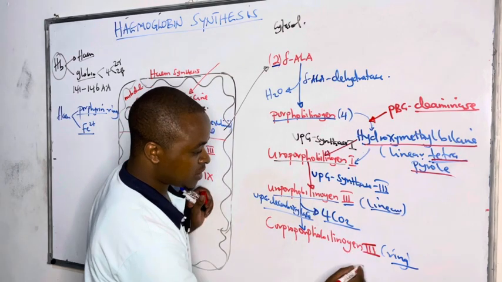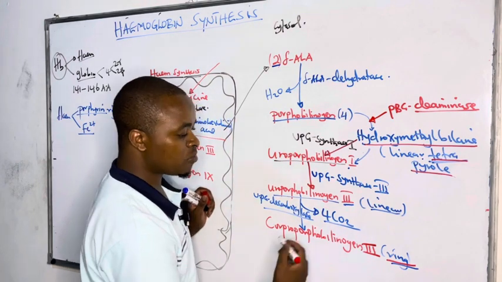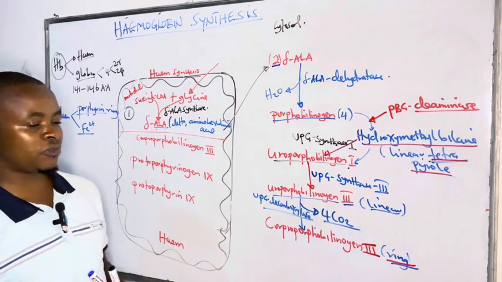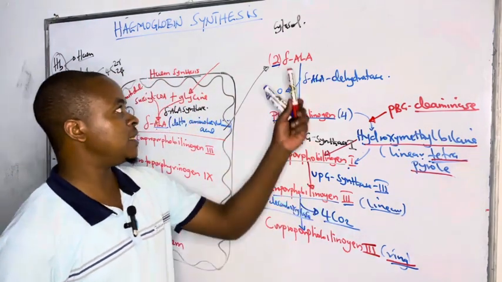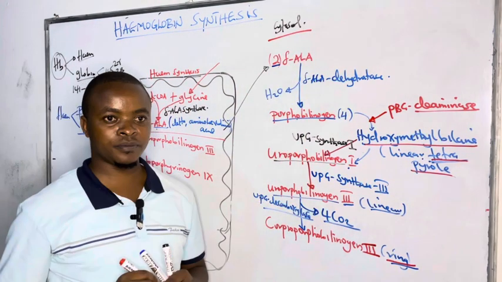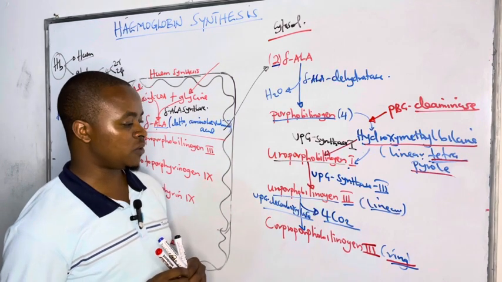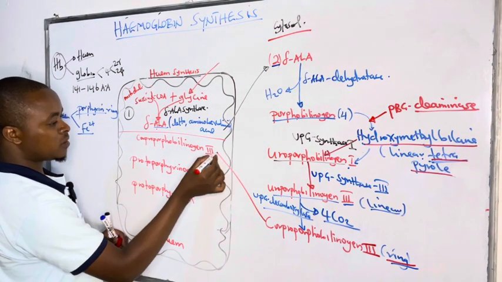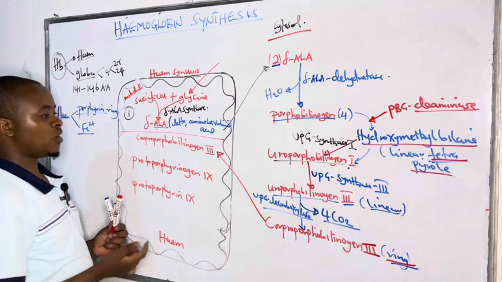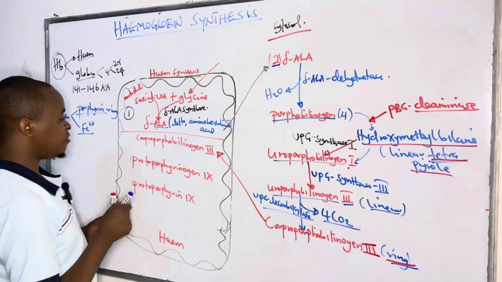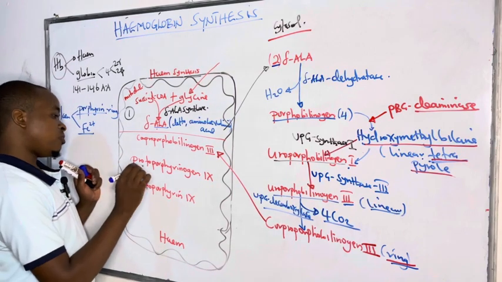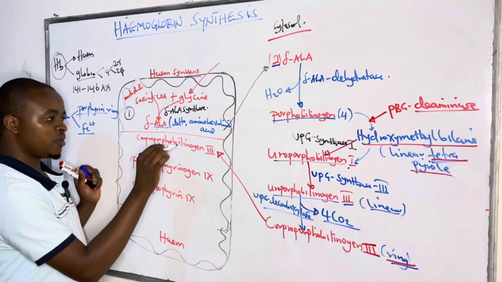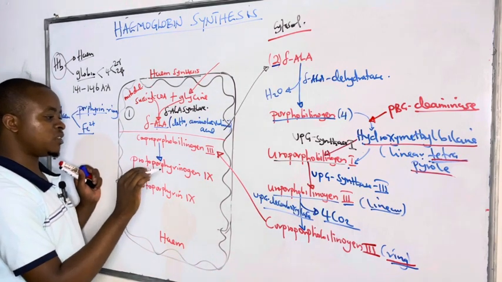And this coproporphyrinogen type 3 formed is a ringed structure. So it has formed already the ring. And this coproporphyrinogen type 3 is the last reaction in the cytosol of the cell. After forming this ringed structure, it is taken back into the mitochondria, whereby this ringed structure is converted to protoporphyrinogen 9. So we are seeing conversion of coproporphyrinogen 3 to protoporphyrinogen 9.